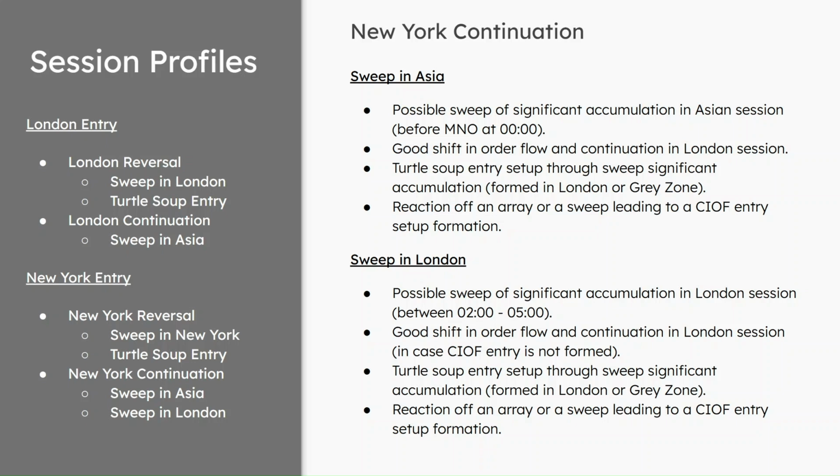So now the next possible case for a New York continuation narrative is the sweep in London. Possible sweep of significant accumulation is seen in London session, which is between 0200 to 0500 Eastern Standard Time. Good shift in order flow and continuation in London session in case CIOF entry is not formed. Turtle soup entry setup through sweep of significant accumulation formed in London or in gray zone is the entry trigger for us. Reaction of an array or a sweep leading to a CIOF entry setup formation is what we look forward to.